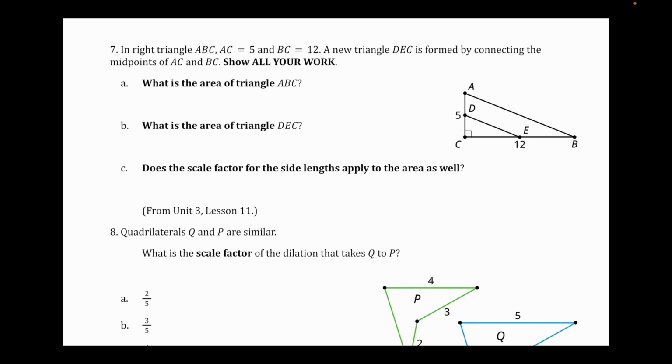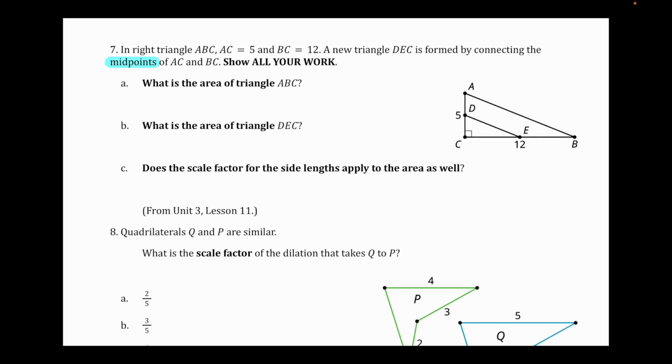So here's question 7. In right triangle ABC, AC is 5. Looks like they have that labeled for us. Great, because they have 5 right here. BC is 12, so that's this leg, that's 12. And a new triangle is formed by connecting the midpoints. Well, midpoints is maybe important. I'm going to highlight that to remind myself that midpoints are halfway. So they want to know what is the area of some of these.